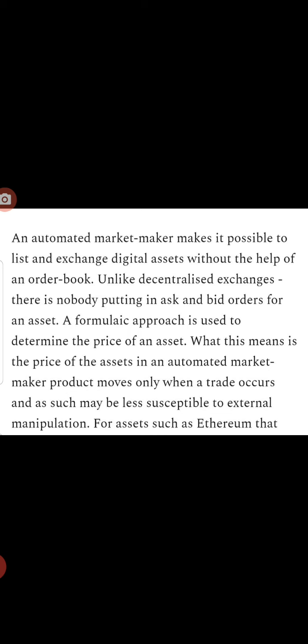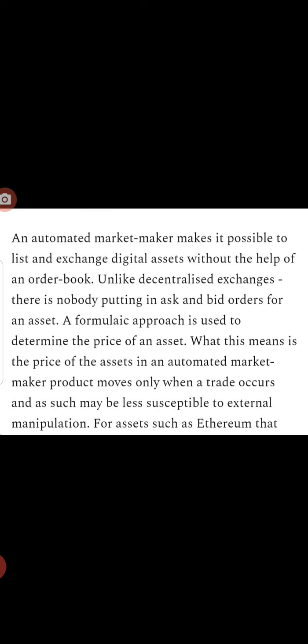Unlike decentralized exchanges, there's nobody putting in ask and bid orders for an asset. Some decentralized exchanges use an order book, where somebody has to put in a buy order, and somebody has to put in a sell order. But in the case of an automated market maker, there is no such thing. There's nobody putting in a buy order or sell order.